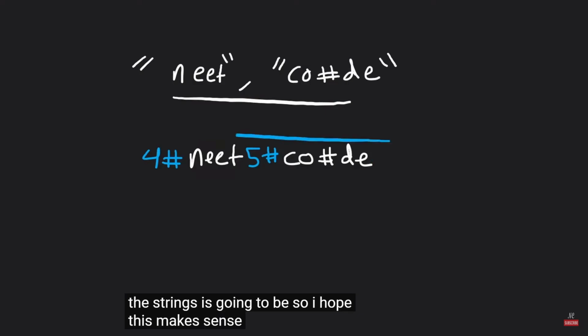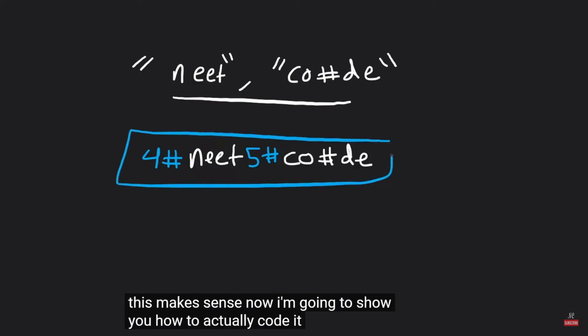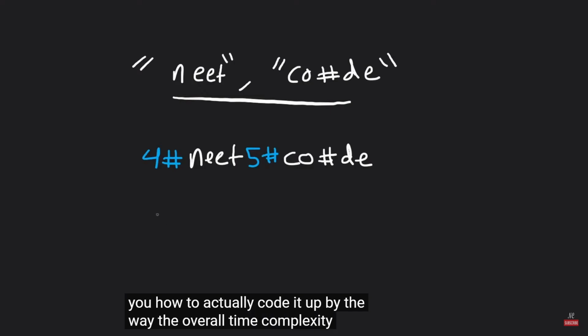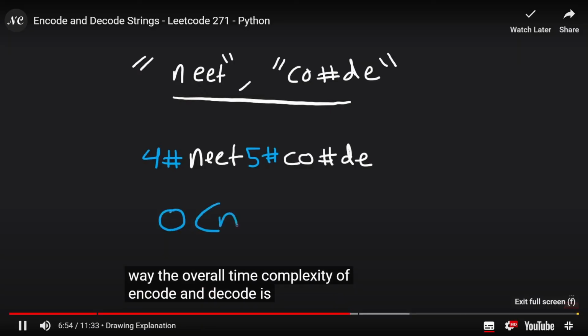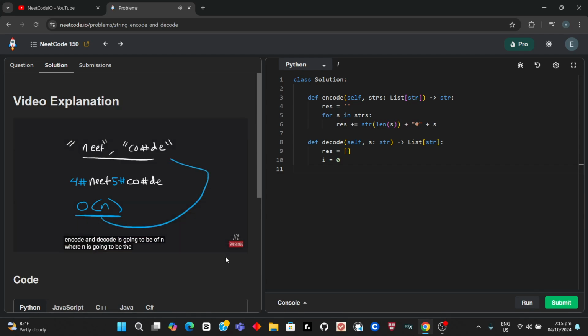So I hope this makes sense. Now I'm going to show you how to actually code it up. By the way, the overall time complexity of encode and decode is going to be O of n, where n is going to be the total number of characters given to us in the list of words. So with that being said, we are ready to get into the code.